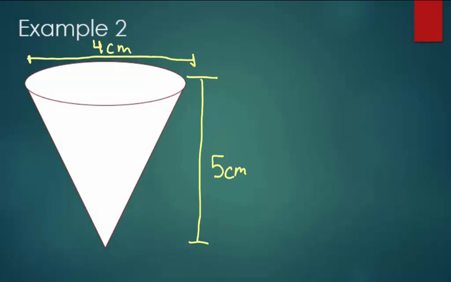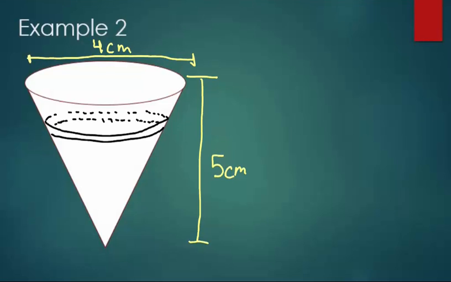So a slice looks a little something like this. Dotted lines are a little tricky, but this drawing is the outside of the cone, while this slice is actually going to be completely cut all the way through. So we're looking for the volume of this slice here. Now it is time for us to get a little creative.